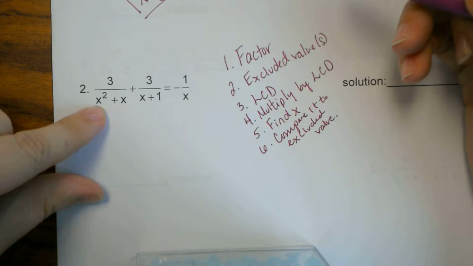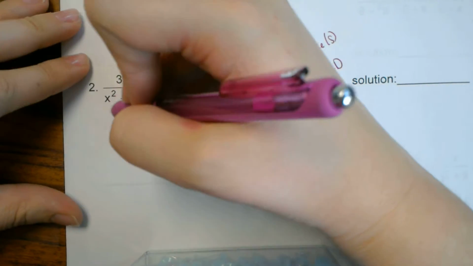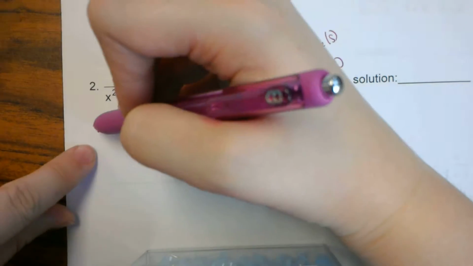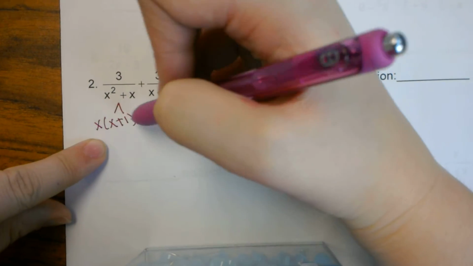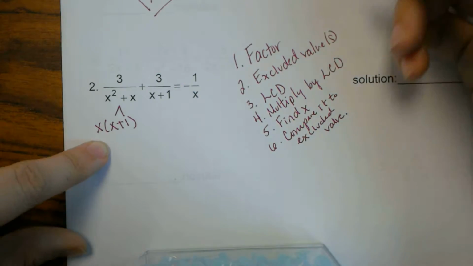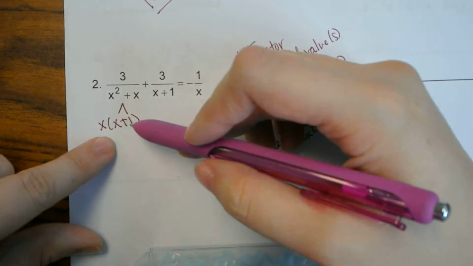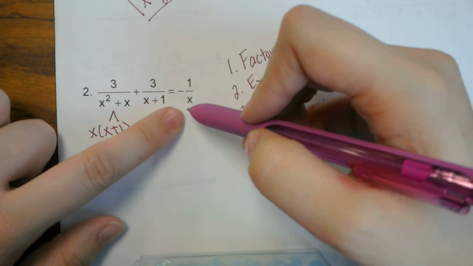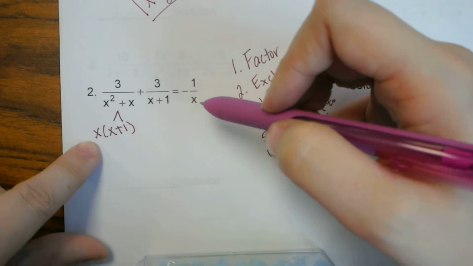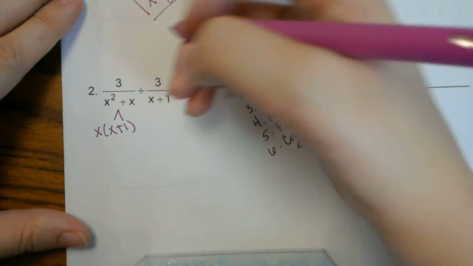So I've got to factor x squared plus x. x squared and x have an x in common. So x times x is x squared. x times 1 is x. So then I look at it, I have an x, x plus 1, x plus 1, x. So my LCD would be x, x plus 1.